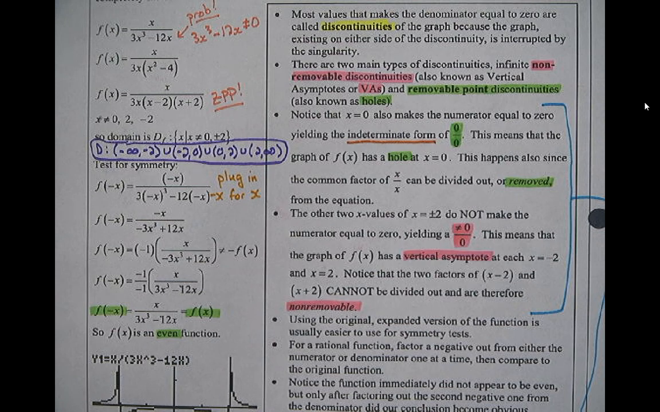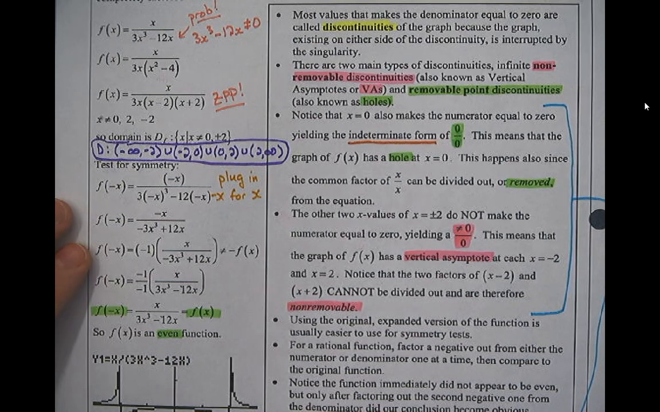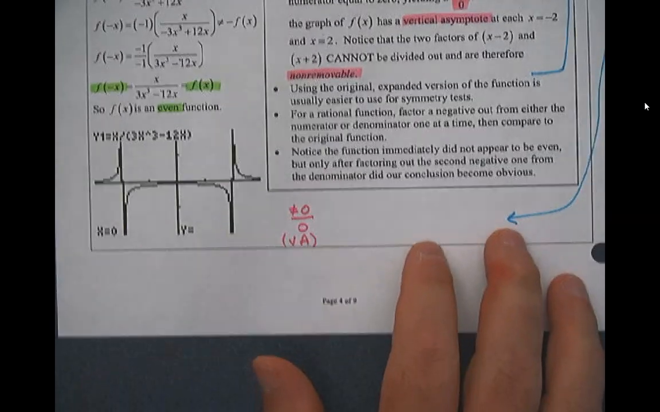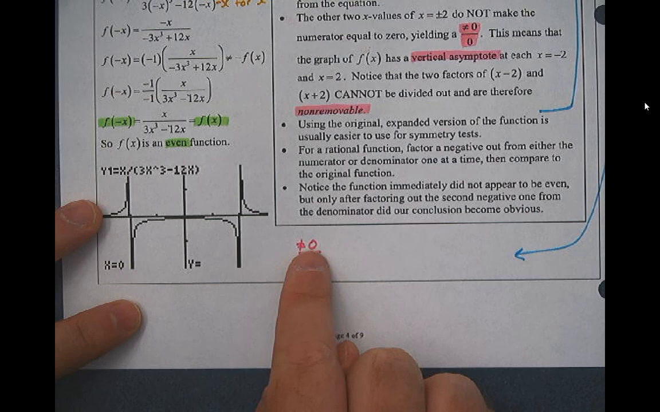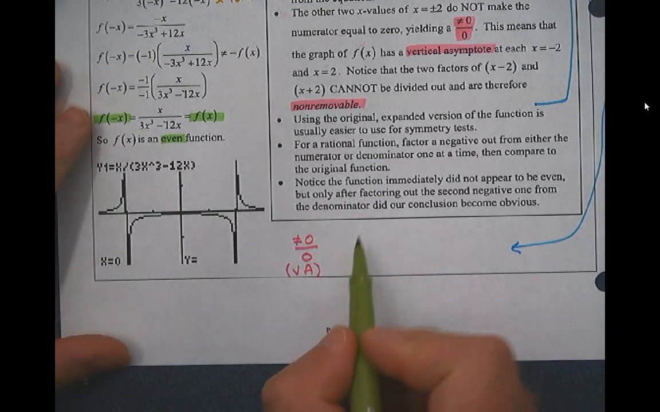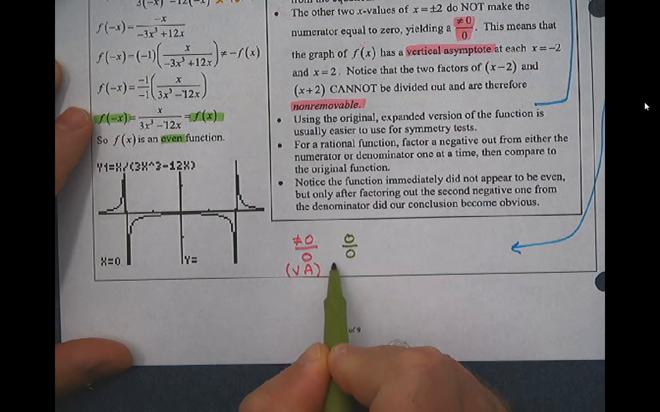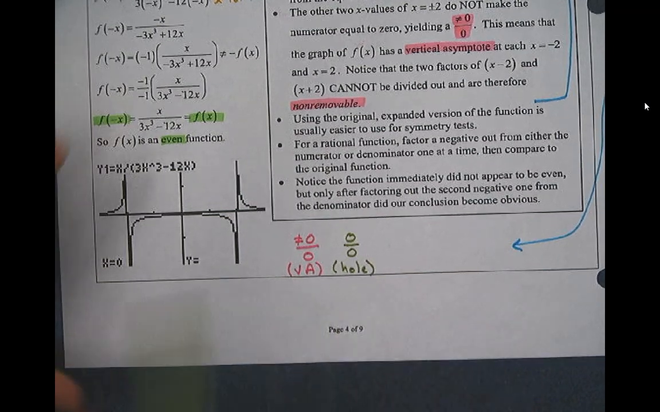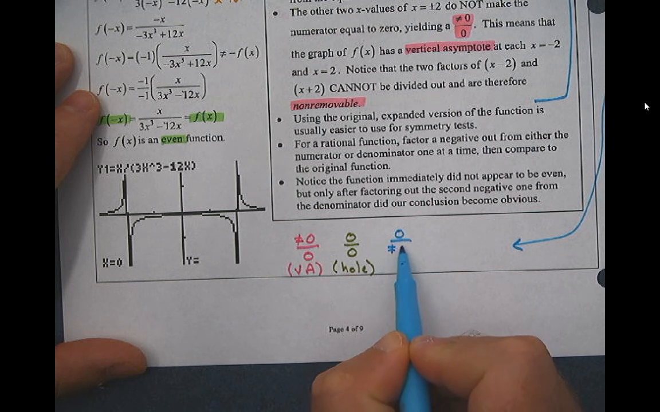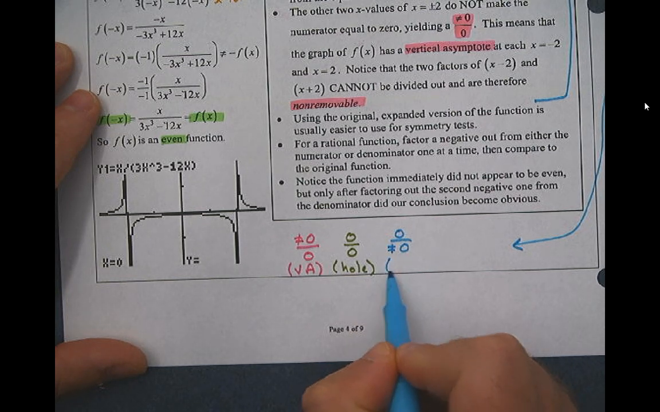We have three scenarios. When you plug in a number and you don't get a 0 on the top, but you do get a 0 on the bottom, that's a VA. When you plug in and you get a 0 on the top and a 0 on the bottom, this creates a hole in our graph. And then the third scenario is where we plug in and we get a 0 on the top, but not a 0 on the bottom. That creates this thing called a 0.